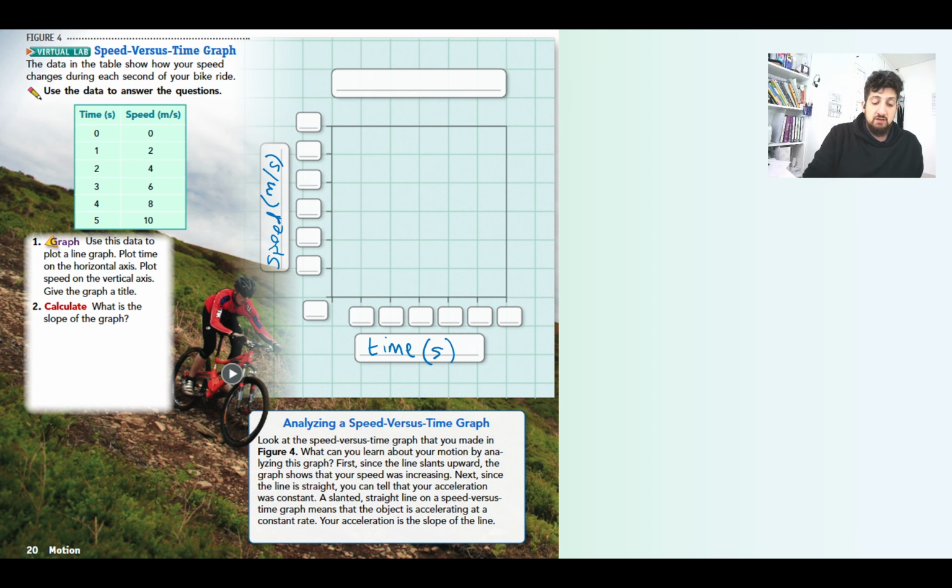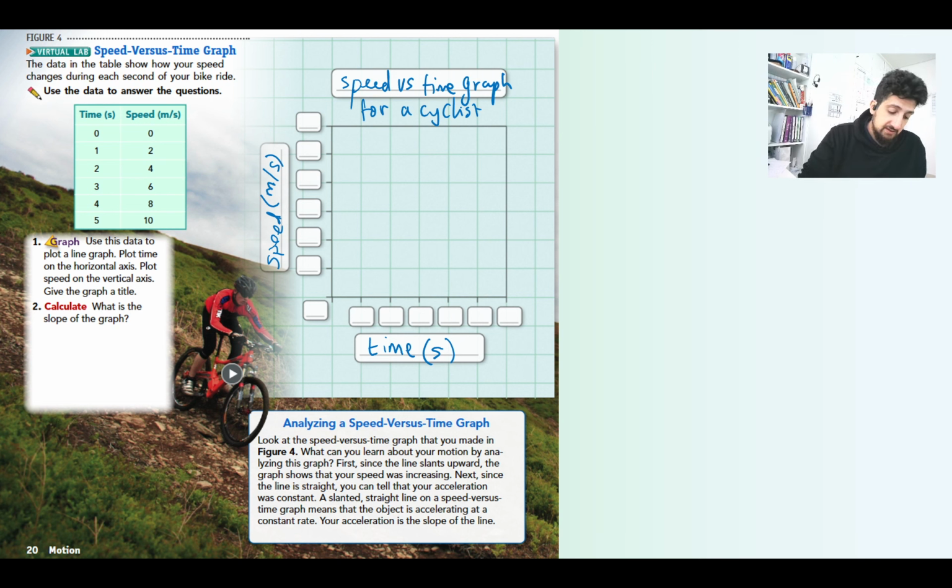And of course we always have a title. The title is going to be this versus this. So it's going to be speed versus time graph. And if you want to add a bit more detail, you can say for a hiker or a cyclist. So I think this one is for a cyclist. It's very important that you always include the title so that people know what you are talking about.